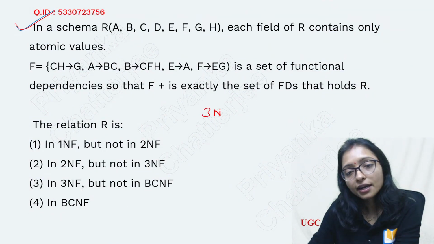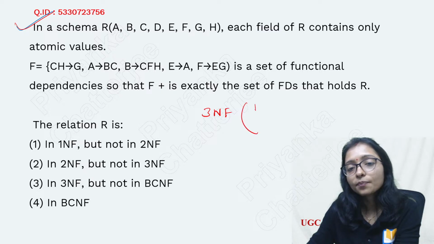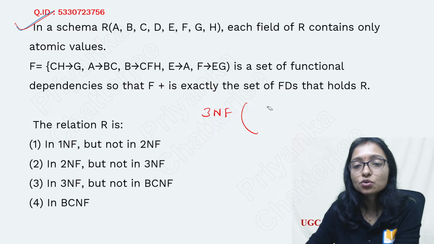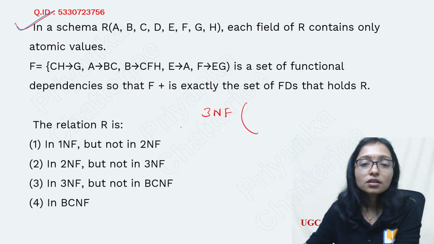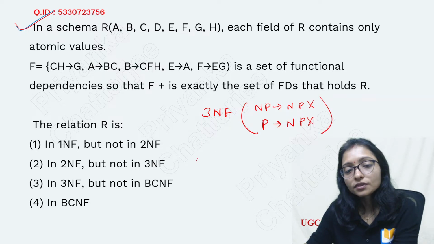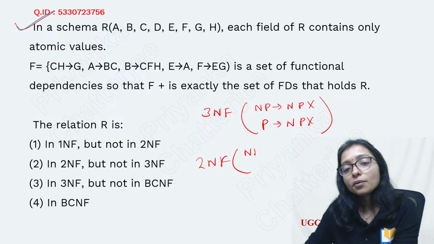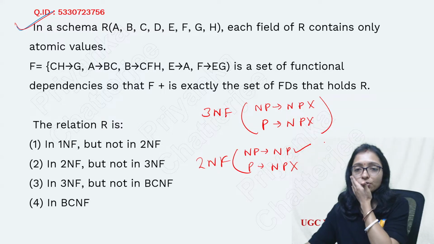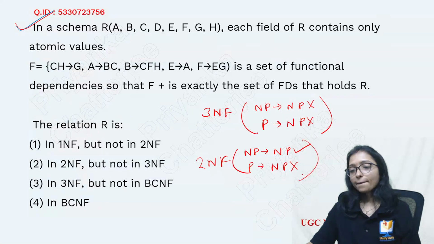Always remember one thing: in 3NF, whenever you are checking, don't make a mistake here. Sometimes students get confused. In 3NF, non-prime to non-prime is not allowed, and prime to non-prime is also not allowed. And in 2NF, non-prime to non-prime is allowed, but prime to non-prime is not allowed. This is 2NF.